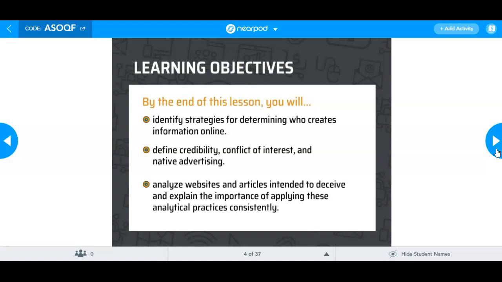Learners will have learning objectives. By the end of the lesson, you will be able to identify strategies for determining who creates information online, define credibility, conflict of interest, and native advertising. And learners will be able to analyze websites and articles that may be intended to deceive.